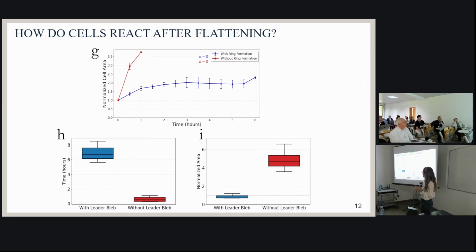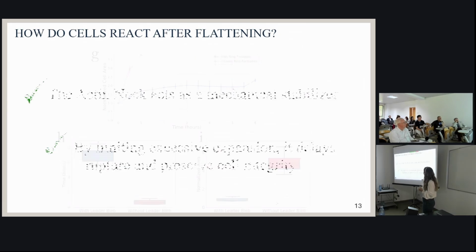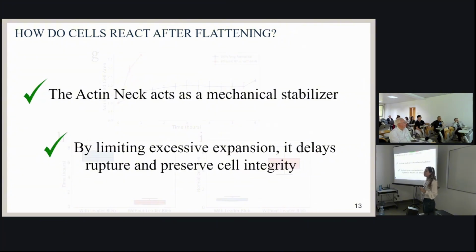Here is basically the representation of what I just described: the time to rupture for cells that are able to form this structure, in contrast with the time for cells without the little bleb, which just become non-viable and die. So in fact, what we concluded from this data is that the actin neck acts as a mechanical stabilizer of the cell, but also delays the rupture by preserving the cell integrity.